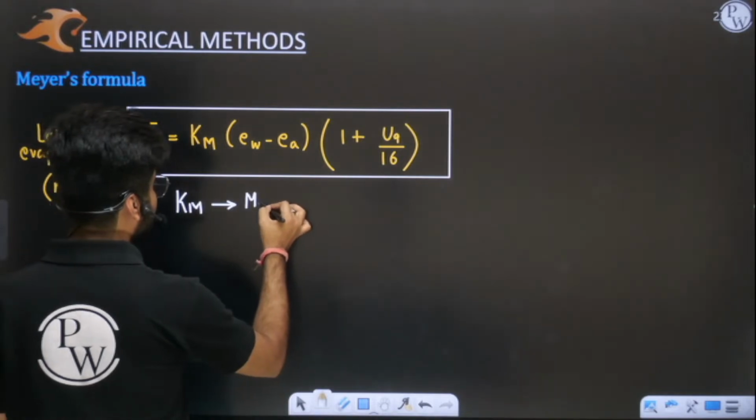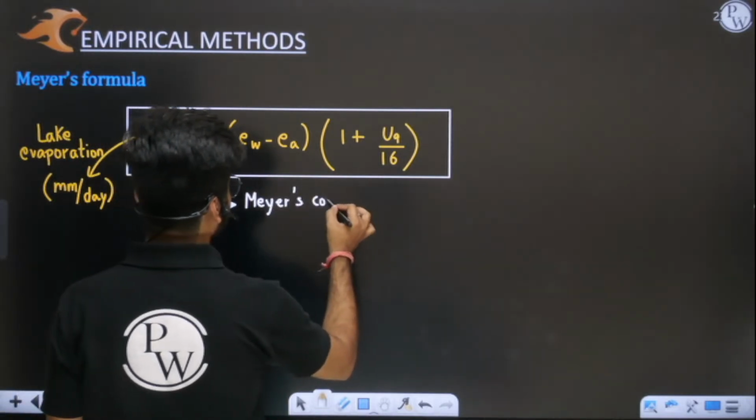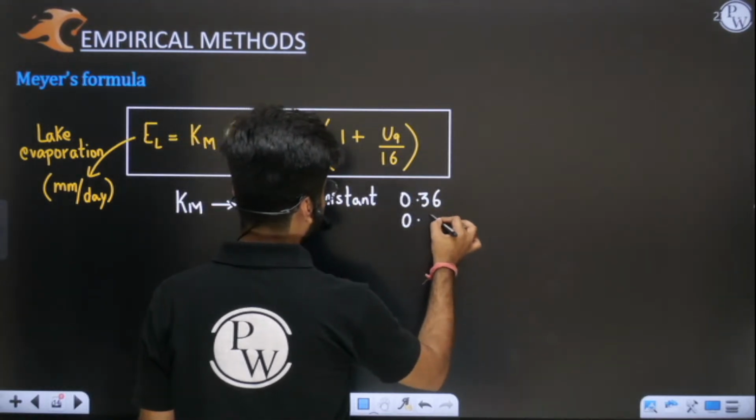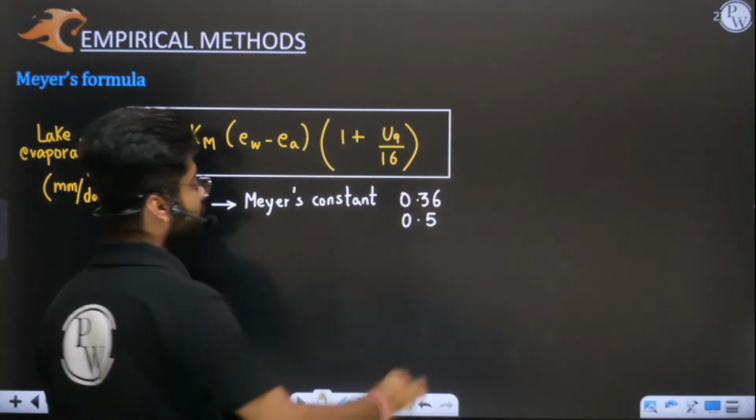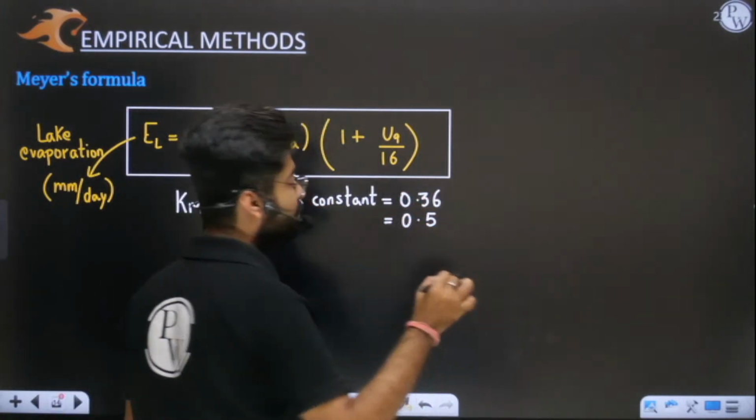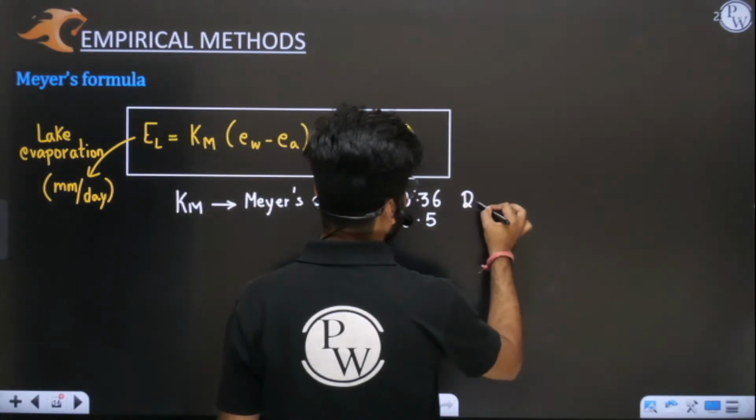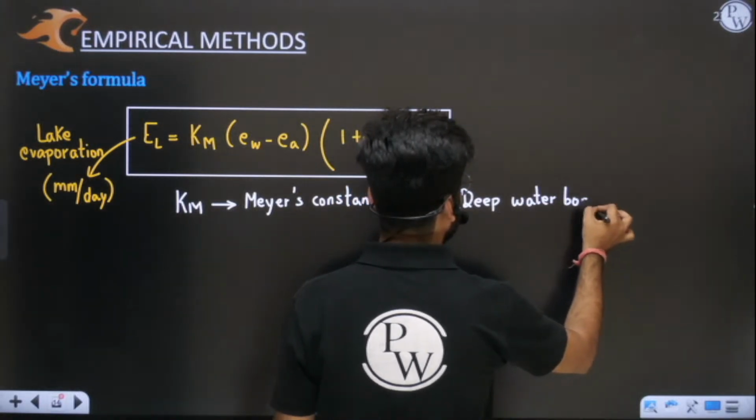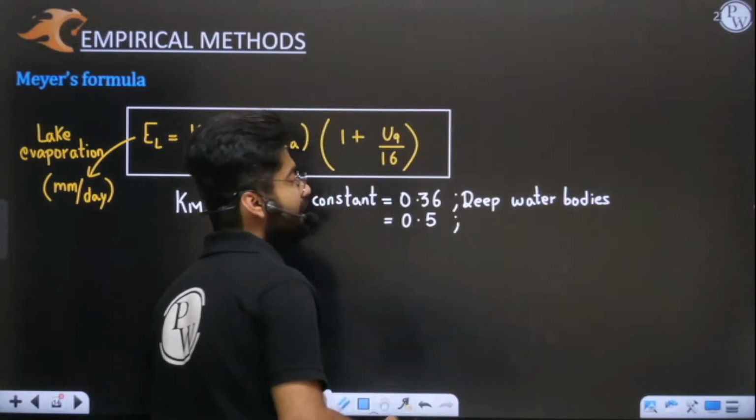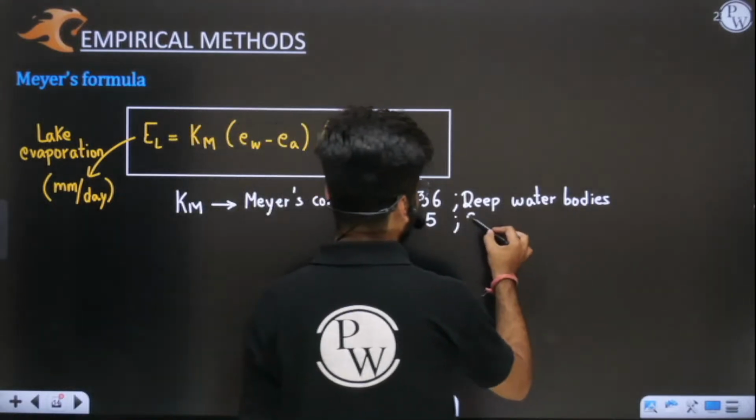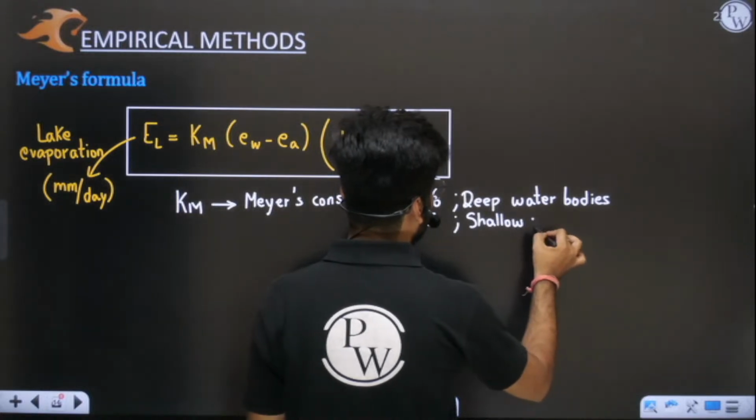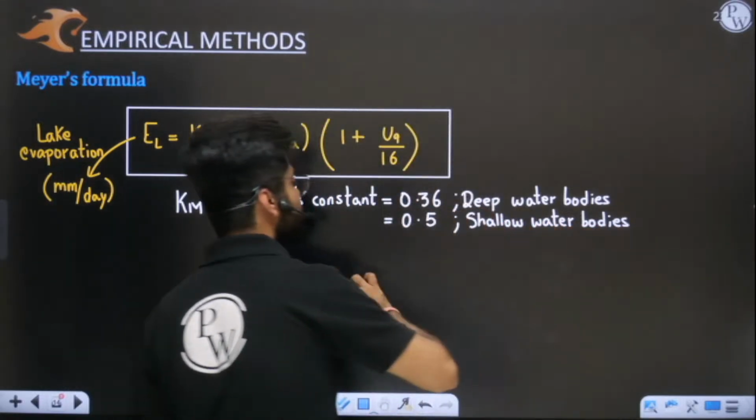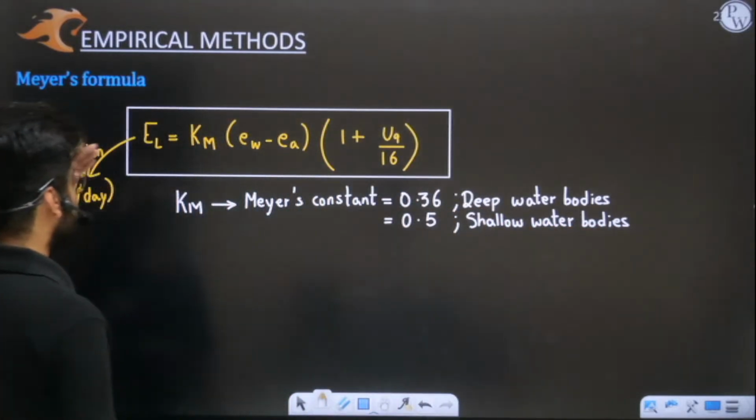Its value is 0.36 for deep water bodies, and it is 0.5 for shallow water bodies. In shallow water bodies we have more evaporation, and since we have more evaporation, the value of Km, the Mayer constant, will be more.